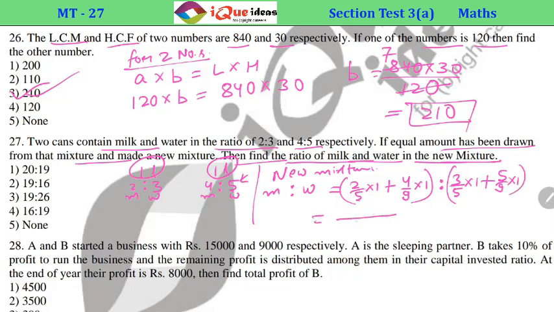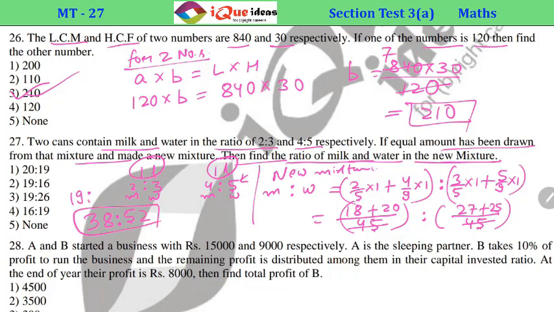So let's take the LCM. 9 5s are 45, 5 9 times, so 18 plus 9 5s, so 20 is to, here again LCM will be 45. 5 9 times, so 9 3s are 27, 9 5 times, so it is 25. So 45 cancel. 18 plus 20 is 38, is to 27 plus 25 is 52. So 2 is cancelled and we will have 19 is to 26 as the correct answer. This is milk and water in the new mixture. Look at the options. It is third option. That is the correct answer.